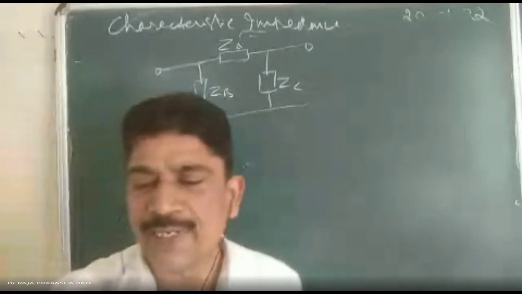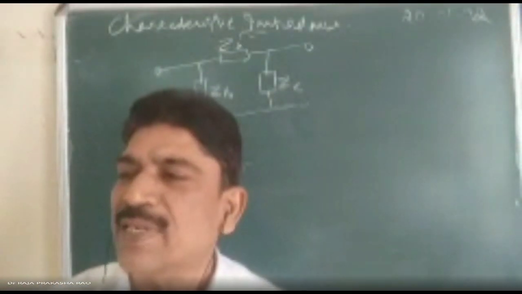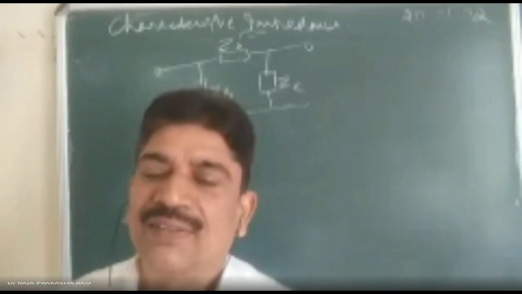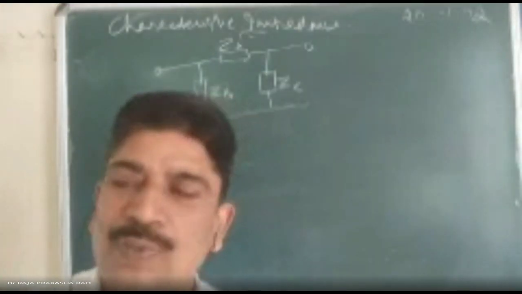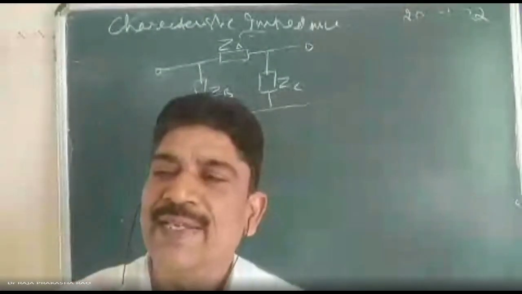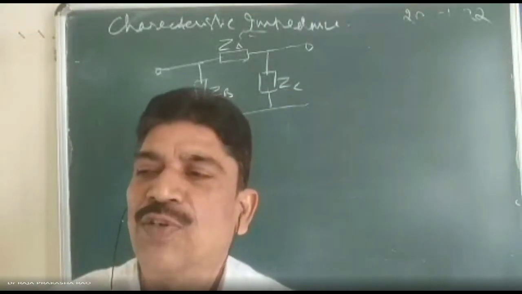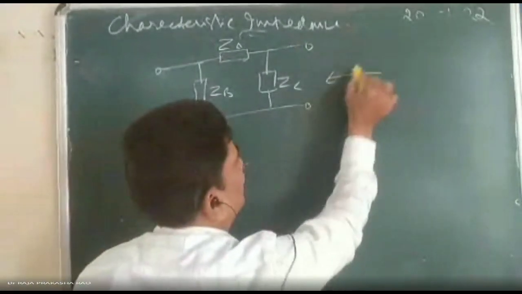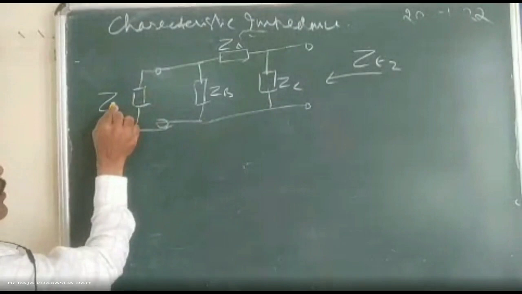What do we have to do? Tell me, students, for finding ZT2, should ZT2 be connected across the first port or second port? Tell me. For finding ZT1, we have connected ZT1 across the second port, and we have calculated ZT1 from the first port. For finding ZT2, ZT2 should be connected across the first port and should be determined from the second port, right? So we should look from this end for ZT2, and then connect the same impedance across the first port.